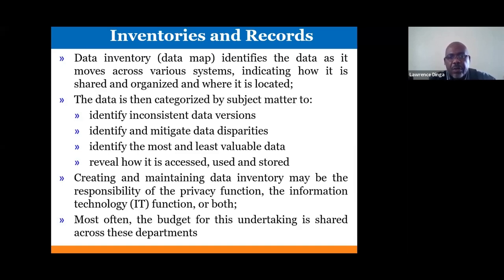How does it identify the data, which system has the data, how is that data moving within the system, where is that data stored, and how is that data shared within the organization or outside? So the data is categorized by subject matter to identify inconsistent data versions, identify and mitigate data disparities, identify the most and least valuable data, and reveal how it is accessed and used.